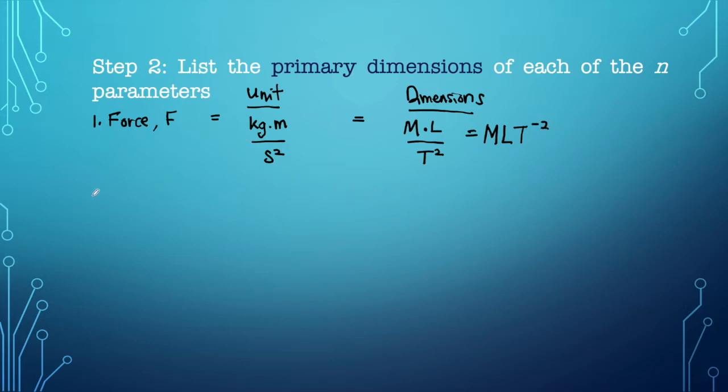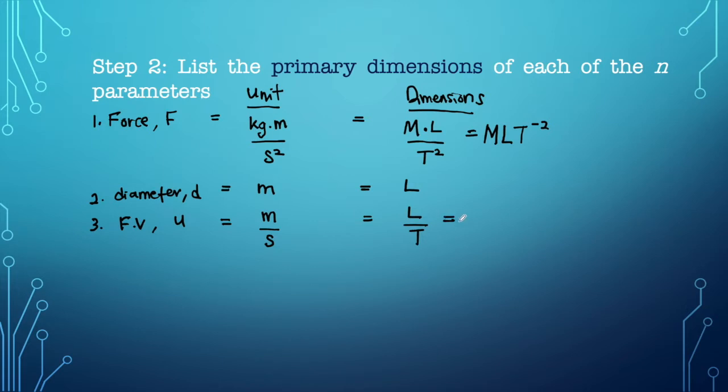So parameter number 2 is diameter. Diameter is D. The unit for diameter is meter, and the dimension is L. And number 3, forward velocity. The unit for velocity is meter per second. Meter is L, second is time. So we change into another form, L T minus 1.